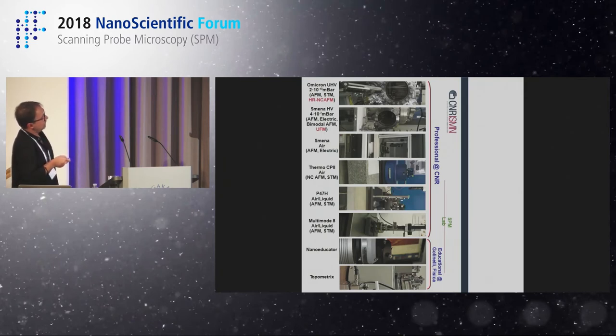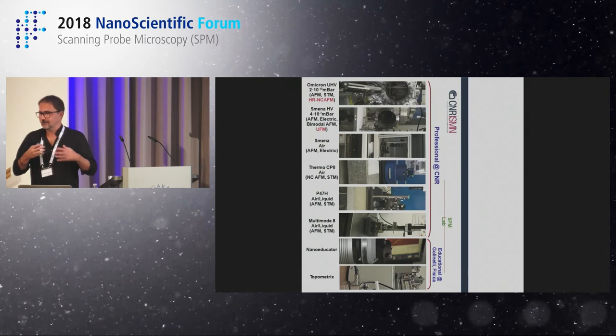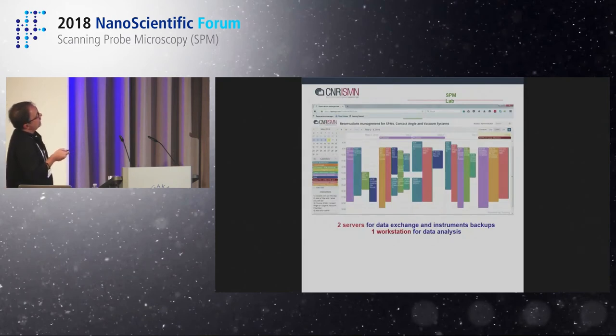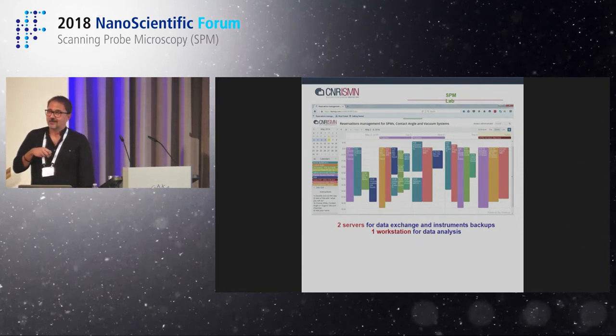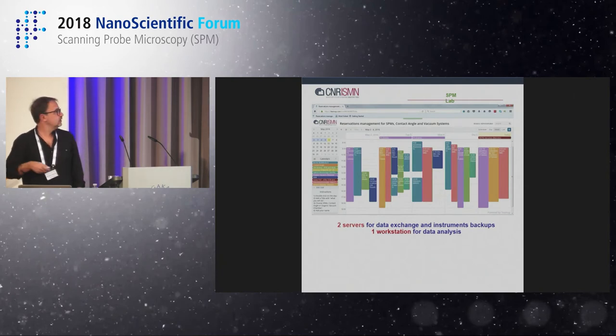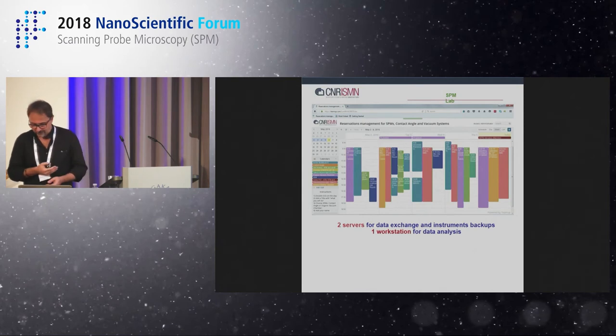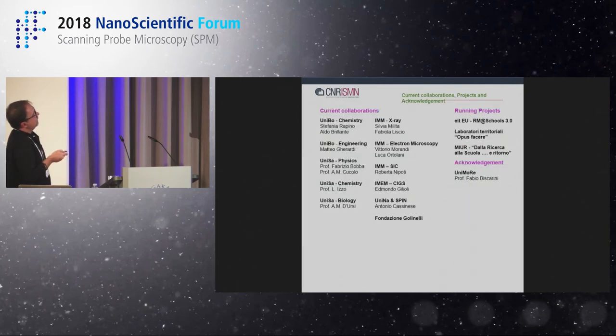We also have two microscopes for didactics and dissemination, one in physics at the laboratory of Tobias, and one at the Fondazione Golinelli, a place where dissemination is the first thing. You can book your microscope, use a server for making backups or exchanging data, and also have a workstation for data analysis. So it's a place where you can really make scanning probe microscopy with people that do it all day, and you can learn a lot of things. This is my collaboration project and knowledge, and thank you for your attention.